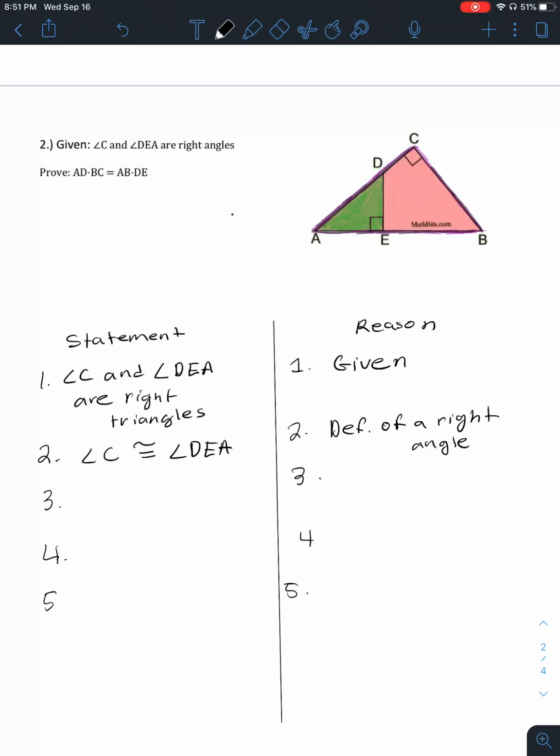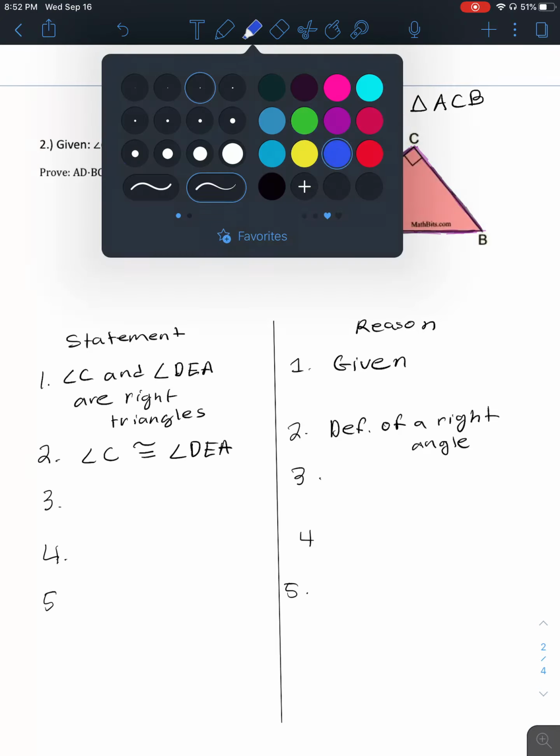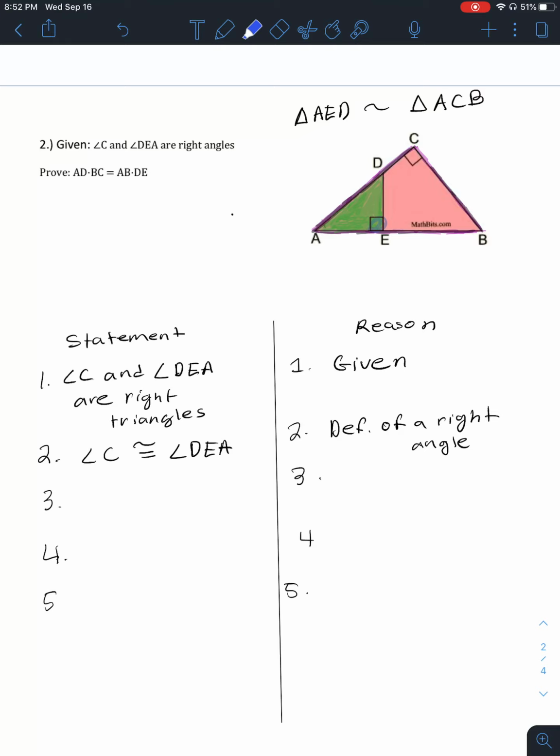All number one did was tell us that they're both right angles, but if we are trying to prove that the green triangle, which is our small triangle, AED, is similar to our big triangle, ACB, it is important that we describe the angles within them, which one of them is these two right angles right here. And of course, I use blue. Let's see, red. Right here and right here. So it's a little extra, but we did it just to make sure that we're clear.